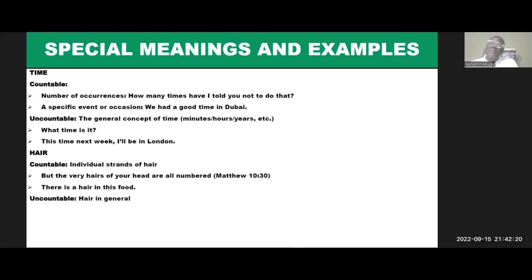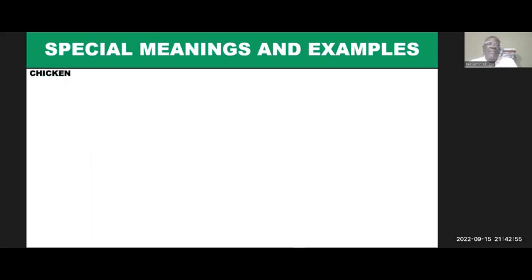But then it is uncountable when we are referring to hair in general. Okay, for example, Jane has blonde hair. It is uncountable in that sense. Or I am having my hair cut this evening. So if you use hair in that sense, it is uncountable. Okay. So let's continue, and then we look at the next item, and that is chicken.